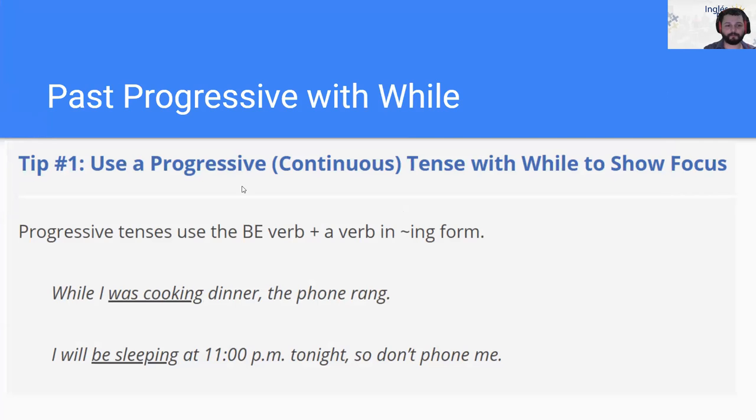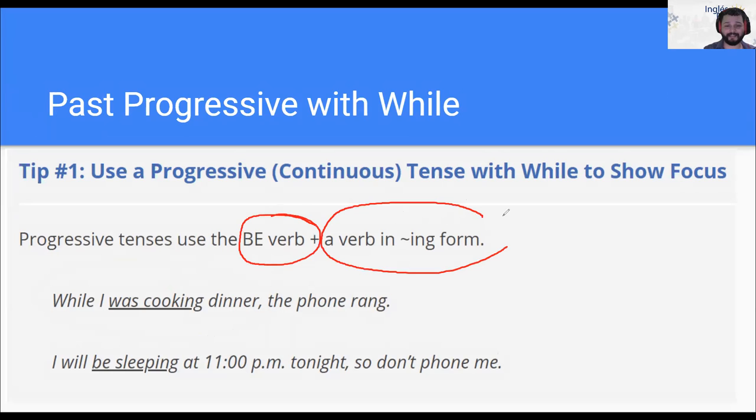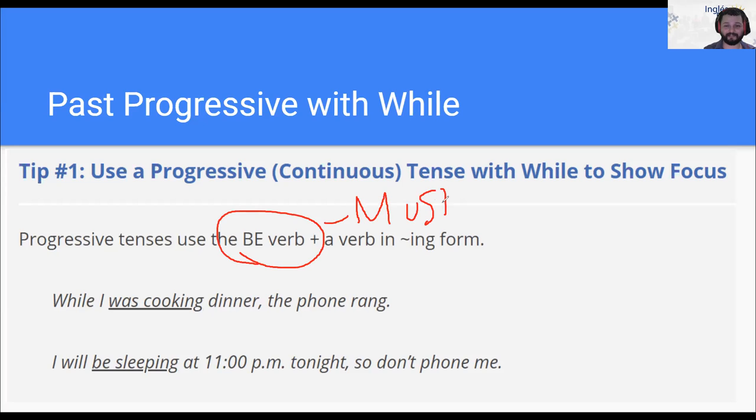You already know this, guys. When we use past progressive, you have to use the verb be plus the ing form of the verb. Write it down in your notebook, because this needs to be there all the time. The verb be is a must. It's a yes or yes. You need to have the verb be here.